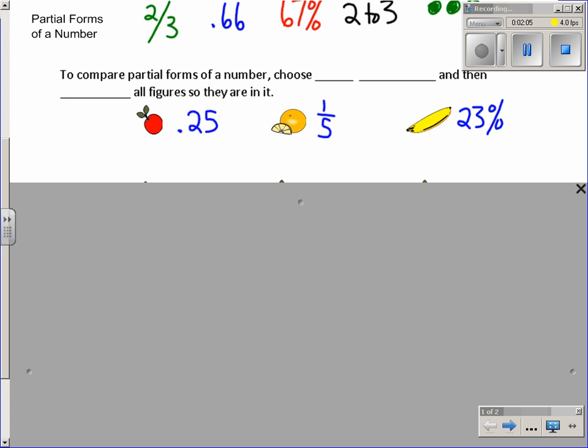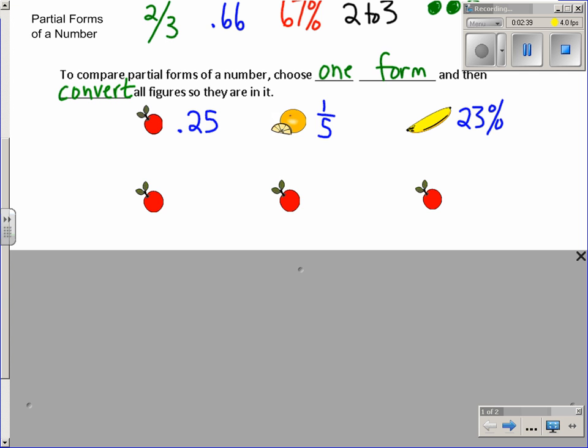To compare partial forms of a number, we are going to choose one form and then convert all figures so that they are in it. For example, if you're given the decimal 25 hundredths and you're given the fraction 1/5 and you're given the percent 23% and you're asked to figure out which one is greater or the greatest, it's like comparing apples, oranges, and bananas. So the easiest thing to do is convert them all to apples, or decimals.